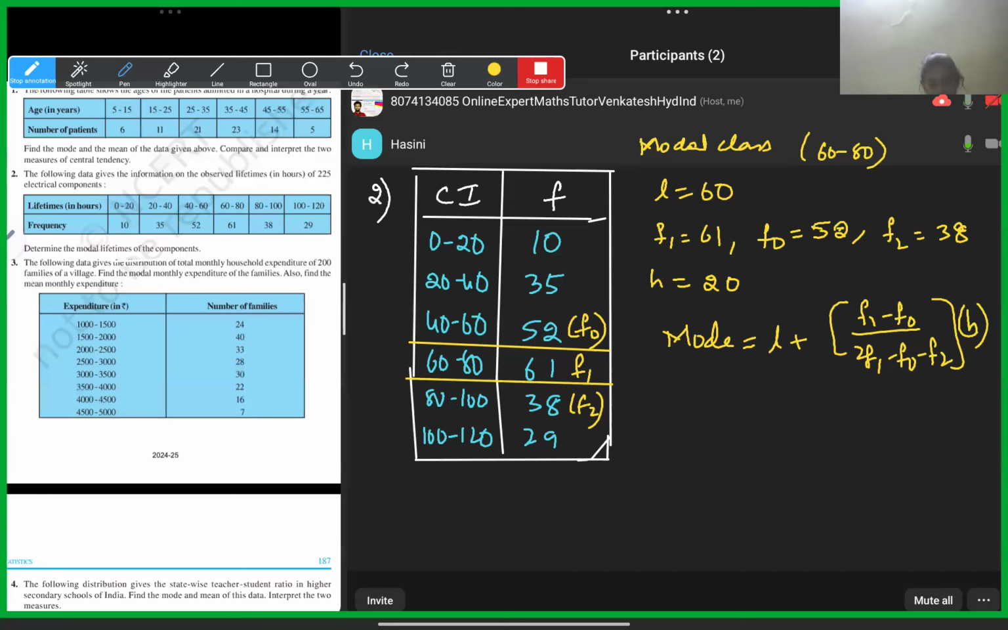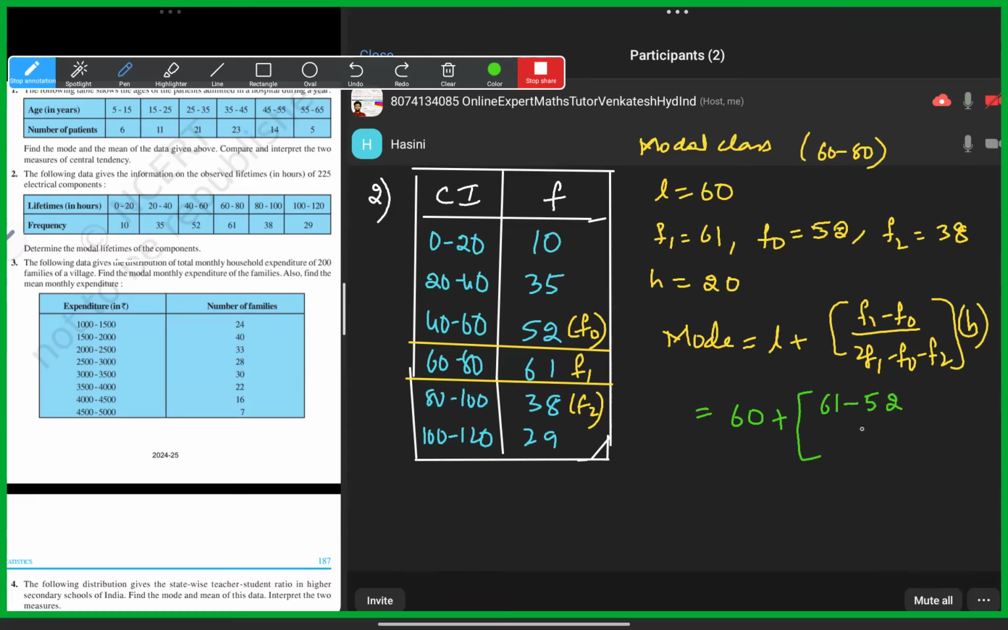Okay, Hasni. Now we'll substitute the values. L is how much, Hasni? 60 plus F1 minus F0: 61 minus 52. 2F1 means 2 into 61, directly I'm doing, which is 122. Minus F0, 52, minus F2, 38.